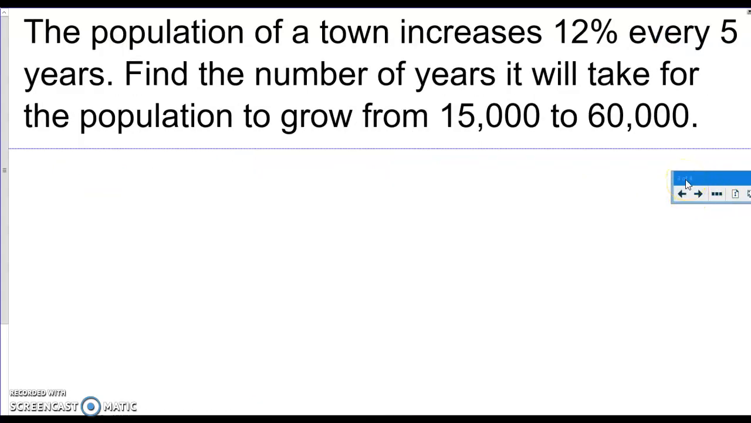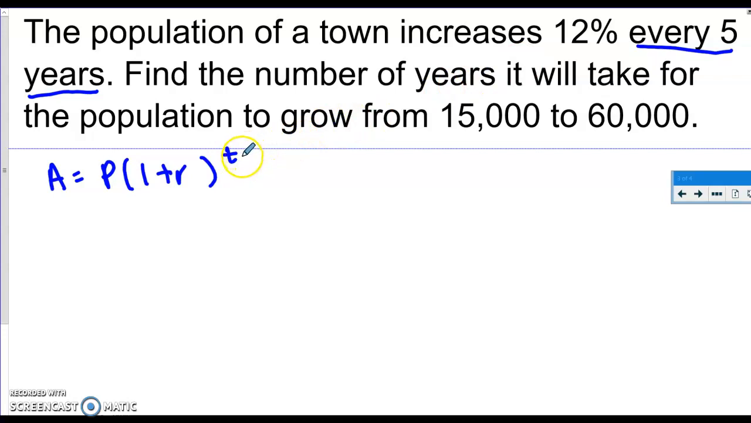All right, next problem. The population of a town increases 12% every 5 years. So this doesn't say compounded, but it's also not happening every year. It's happening every 5 years. This piece of information is in your notes about compound interest. But basically, we need to spread that apart over the course of 5 years.